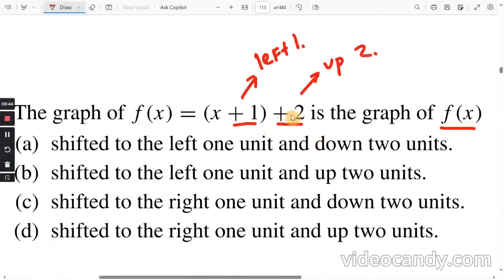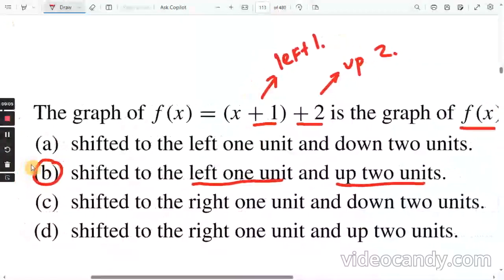Okay, so the plus 2 outside the parentheses, that's adding to the whole thing. So you're adding to the y. But the plus 1 inside, you're adding to the x. So left 1, up 2. Left 1, up 2. So that is answer B for number 4.